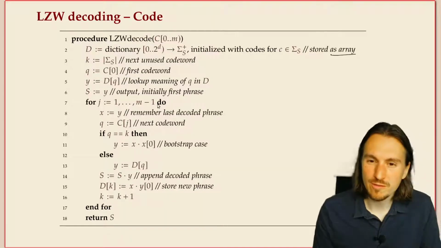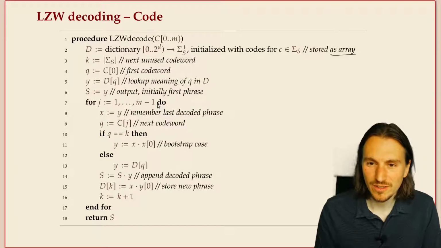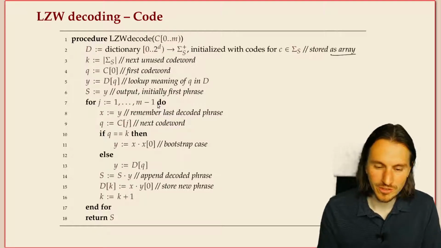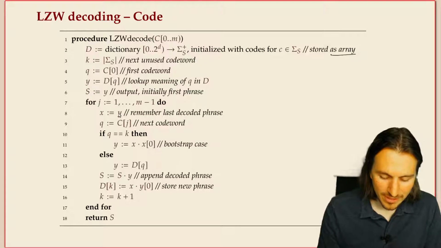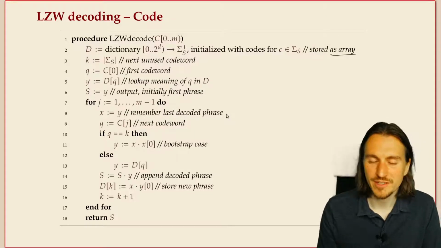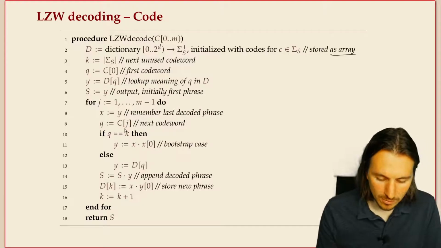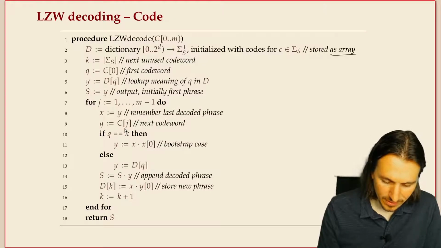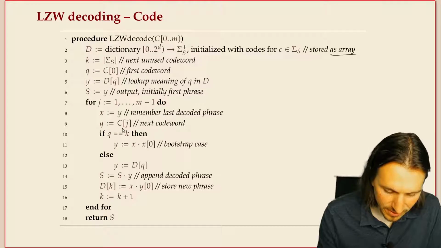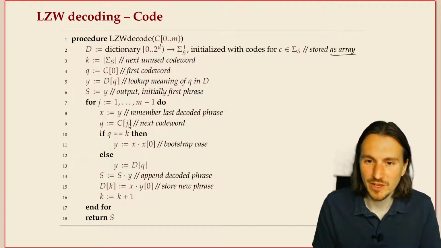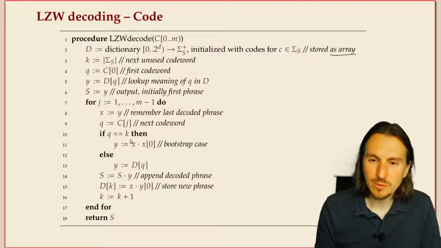And then we walk through all the codes, the code words. We remember in X the last decoded phrase, so we always need X and Y, remember? Then we decode one more. That's the next code word from the coded text. And then there's two possibilities.